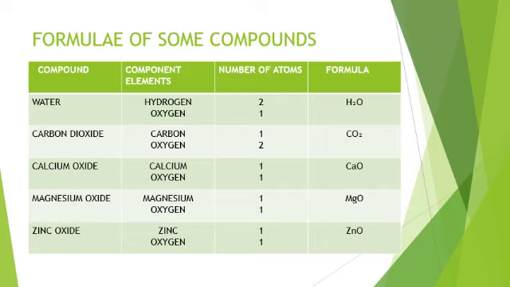Calcium oxide. Component elements calcium and oxygen. Number of atoms: calcium 1 and oxygen 1. Formula CaO. Magnesium oxide. Component elements magnesium and oxygen. Number of atoms: magnesium 1 and oxygen 1. Formula MgO. Zinc oxide. Component elements zinc and oxygen. Number of atoms: zinc 1 and oxygen 1. Formula ZnO.